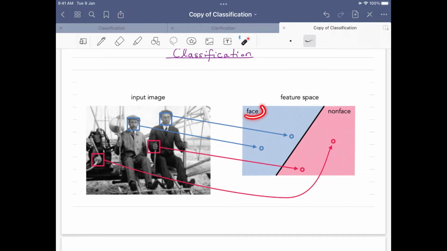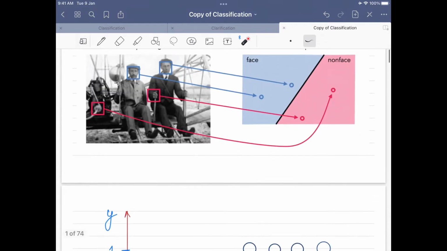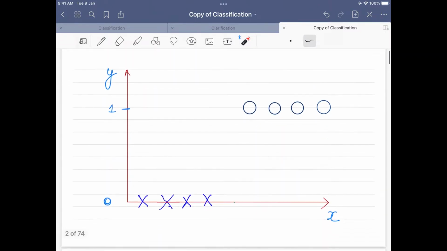So let us discuss how we will tackle the problem of classification, where we want to separate the classes, for example separating face from non-face. Let us see how we can do that. Here, currently, I have a single feature X, and based on this single feature X, I want to predict whether that sample is 1 or 0.